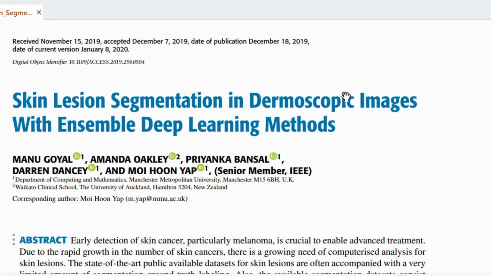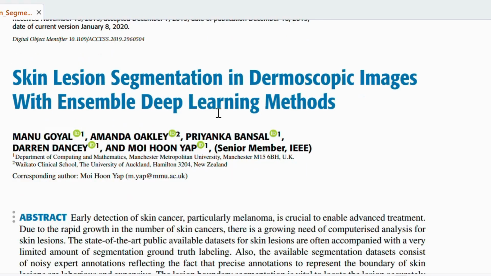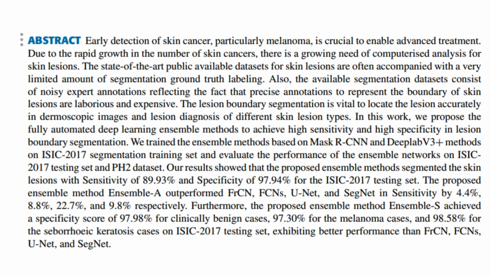Let's proceed with an example paper from our previous literature review titled Skin Lesion Segmentation in Dermoscopic Images with Ensemble Deep Learning Methods. The first section we will read is the abstract. This is usually the first point of contact between you and the paper. A good abstract gives you an overview of the problem, the proposed solution, the dataset used, the methodology, results, and sometimes even the limitations. Now let's start reading.